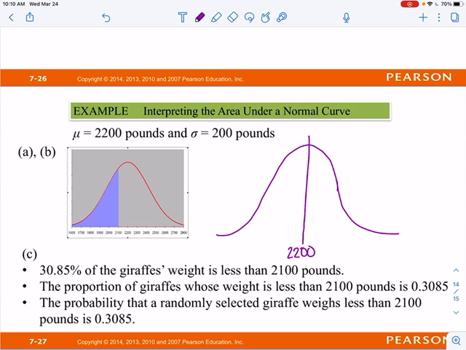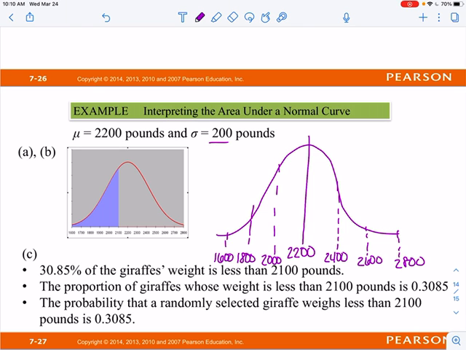Then we're going to go 1, 2, 3 standard deviations to the right. If I take that 2,200 and add 200, that gives me 2,400. Next one will be 2,600, next one will be 2,800. Again, just keep adding 200. We'll do the same thing on the other side, but this time we are subtracting. So this will be 2,000, this will be 1,800, and this will be 1,600. So that's part A. That is your normal curve with your parameters labeled.